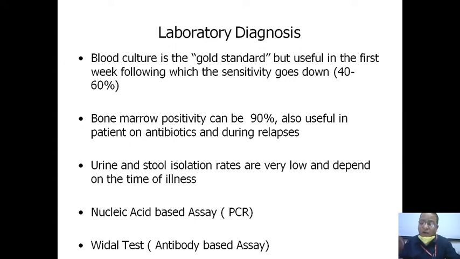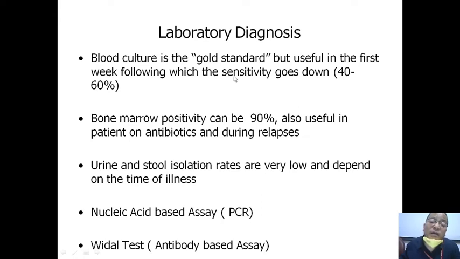Coming to the laboratory diagnosis, the gold standard always is culture of the bacteria. So you take a blood sample, because the bacteria invades into the systemic circulation, and one is able to isolate the bacteria from the blood. At the base laboratory, the sensitivity of the blood culture may not go beyond 40 to 60%.